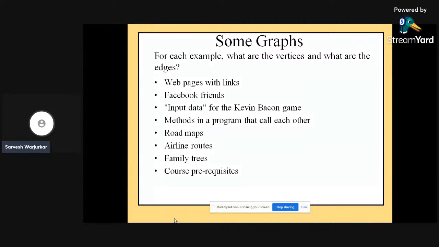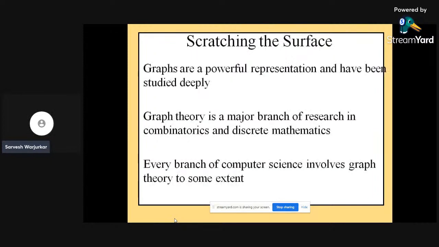which we are going to know with the basic and with the upgraded versions of every different language. That is a hierarchy or prerequisites, I can say. Graphs are a powerful representation that have been studied deeply. Graph theory is a major branch of research in combinatorics as well as in discrete mathematics.